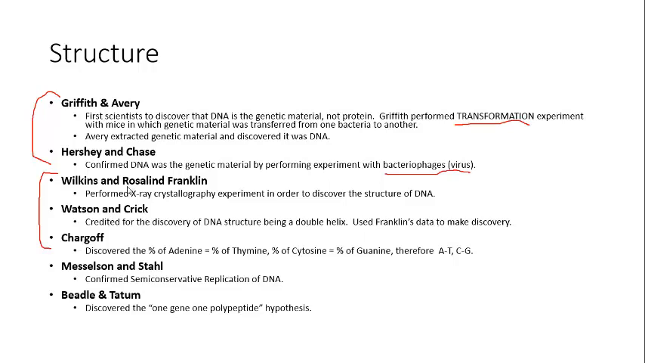Maurice Wilkins and Rosalind Franklin, especially Rosalind Franklin, performed X-ray crystallography, and using this procedure she was able to make a picture of DNA. Two other scientists named Watson and Crick analyzed her picture and discovered that DNA was a double helix. Watson and Crick were credited for the discovery of the structure of DNA being a double helix. They used Rosalind Franklin's data in order to make their discovery.